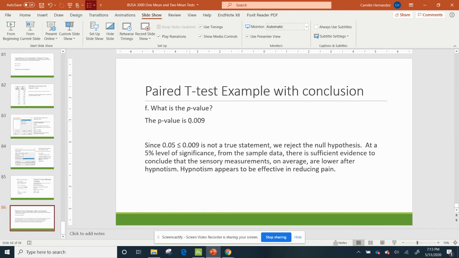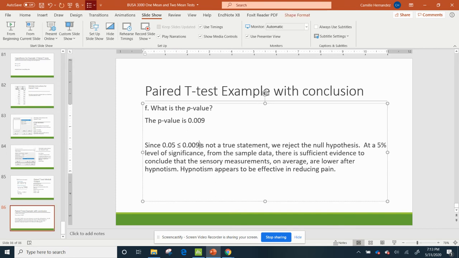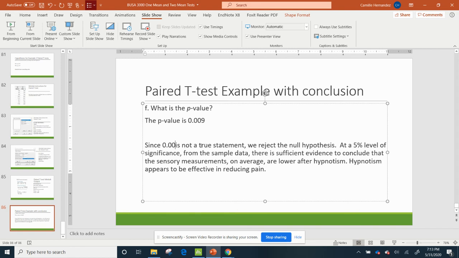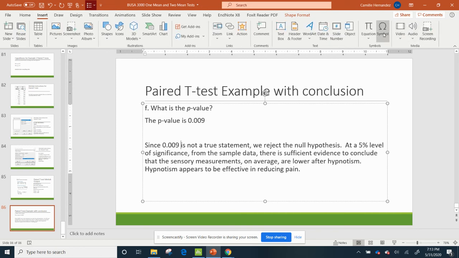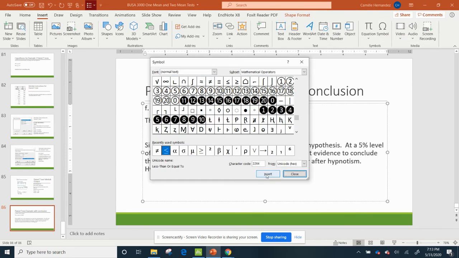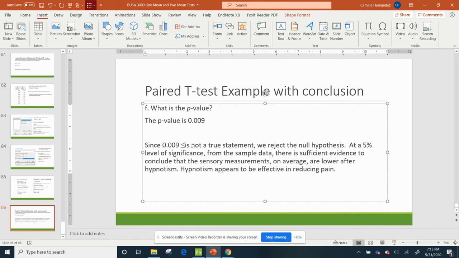So let's conclude it. So my p-value is 0.009. So since 0.05 is less than or equal to 0.009, ooh, I messed that up really bad. It is less than or equal to, let me put this right. I don't know why I flipped that one, but I caught an error. Okay. So since my p-value is less than my level of significance, so this is a true statement. So that is a true statement because remember, if I put the 0 right there, 9 is less than 50. Okay, we reject the null.